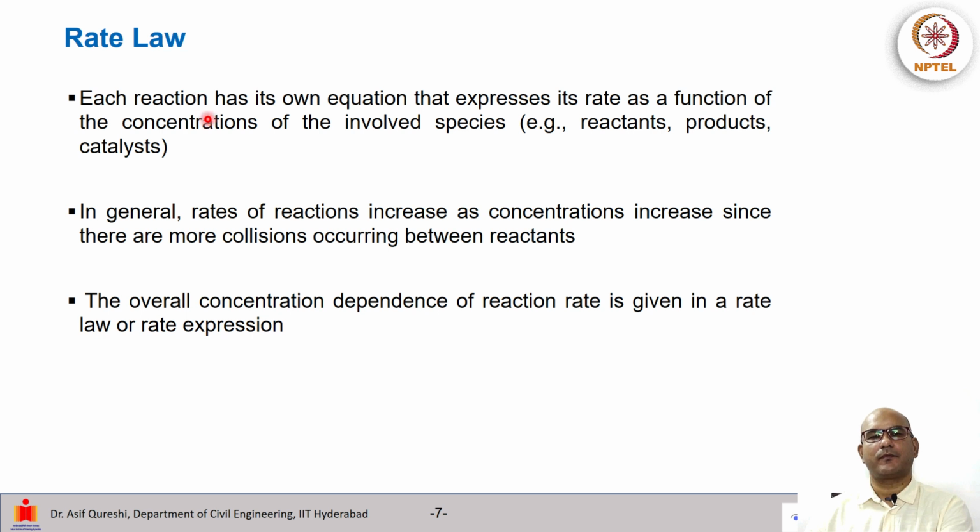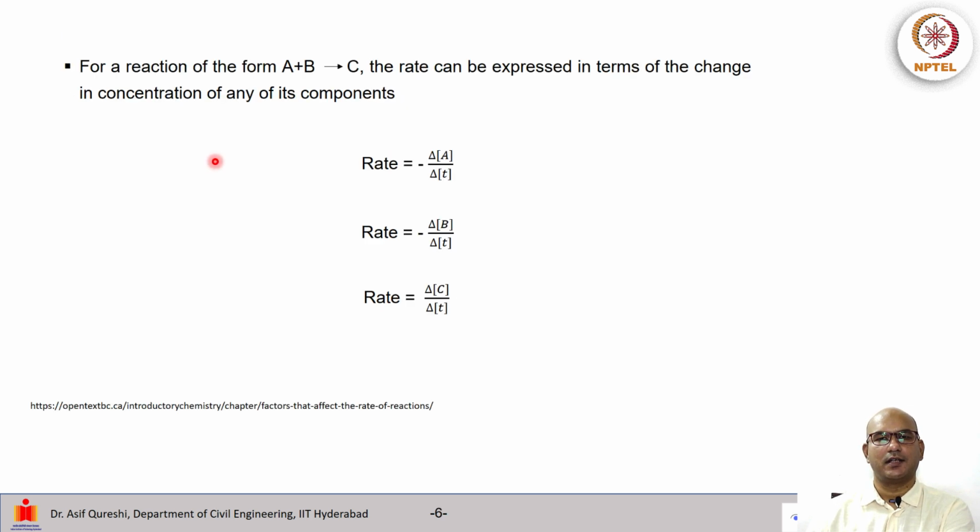So, rate law basically defines how a rate can be written. So, each reaction has its own equation that expresses its rate as a function of the concentrations of the involved species, for example, reactants, products and catalysts. For example, here the rate is expressed as a function of a reactant, which is A, B is also a reactant, C is the product. Here the rate is also a function of the reactant. Here rate is a function of the product.